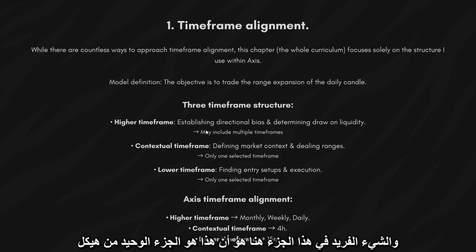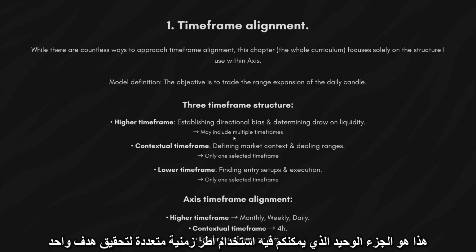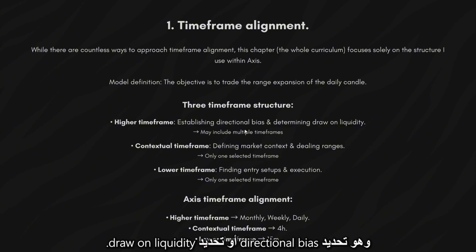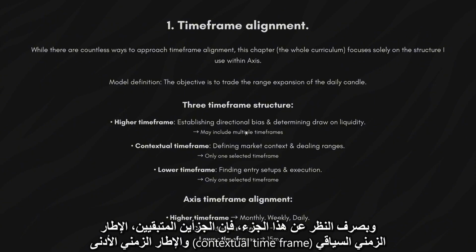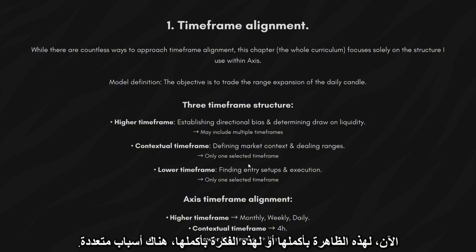And the unique thing about this part is that it is the only part of the 3 time frame structure where you can use multiple time frames to achieve a single objective, which is to determine a directional bias or to determine a drawn liquidity. And apart from this one, the rest of the two, the contextual time frame and the lower time frame, are built around just one single time frame for each. Right? Now, for this whole phenomenon or idea, there are multiple reasons.